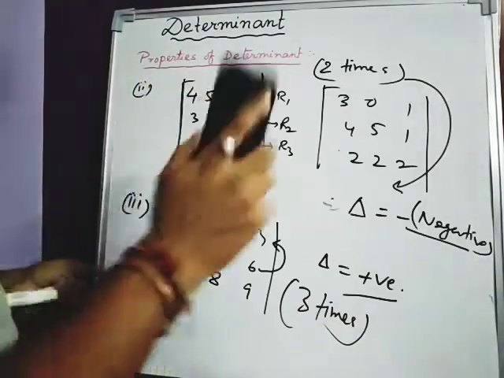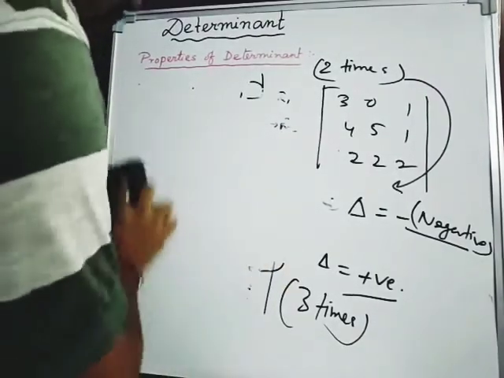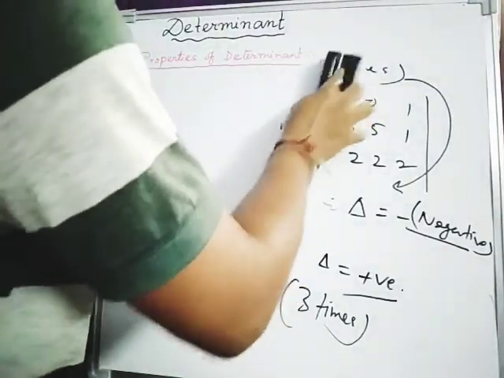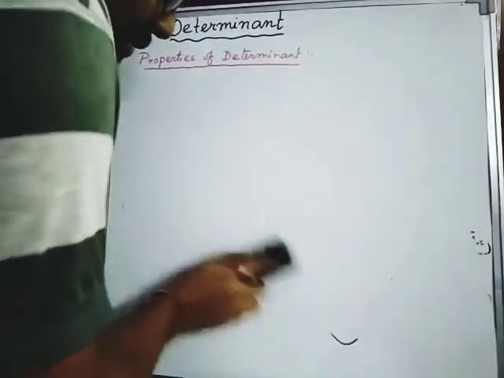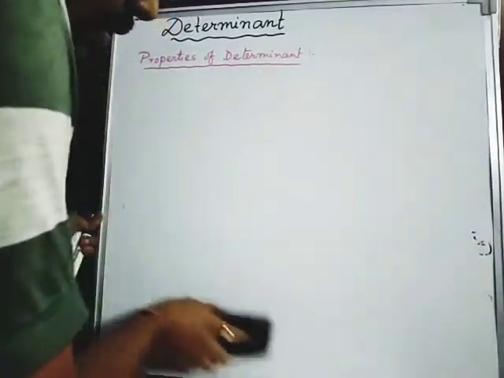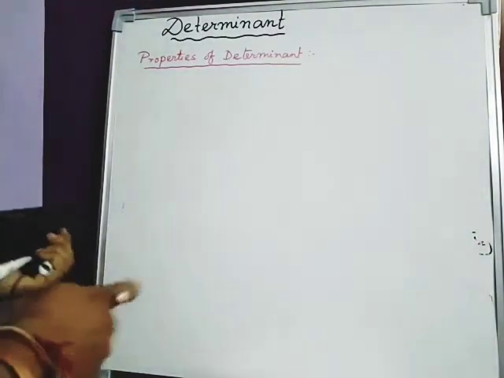Okay, this is the first, second, third property done. Now the fourth property is: if any column has combined numbers, just see, for giving an example, if in the determinant of a matrix any column contains the sum or difference of two elements, then it can be split into the sum or difference of two determinants.